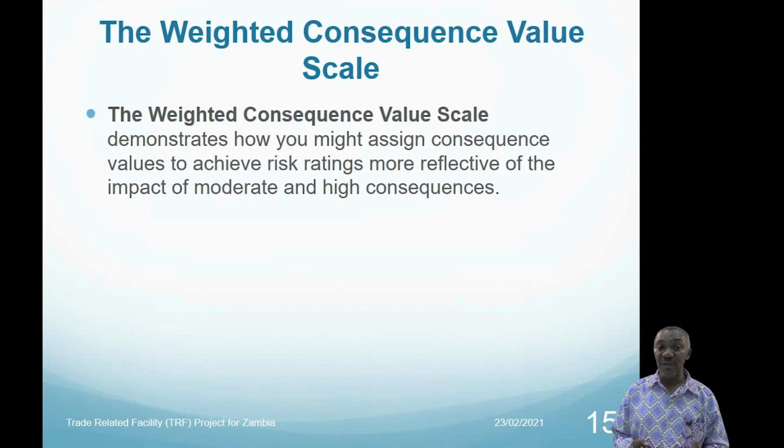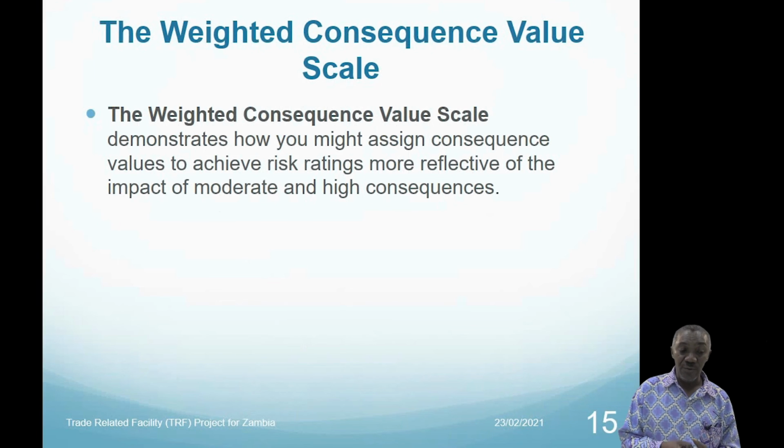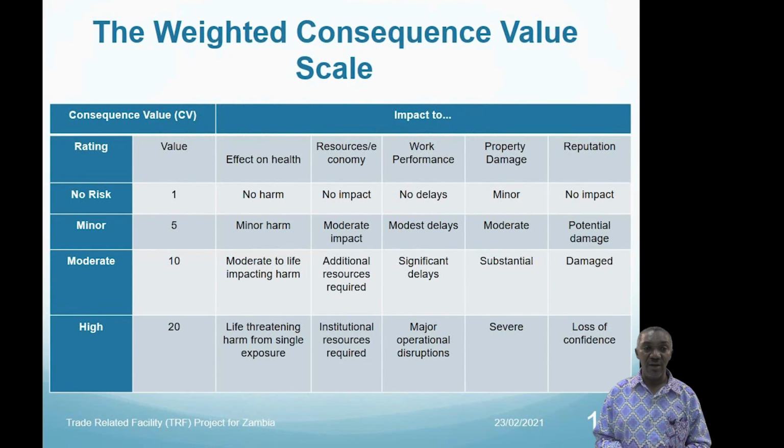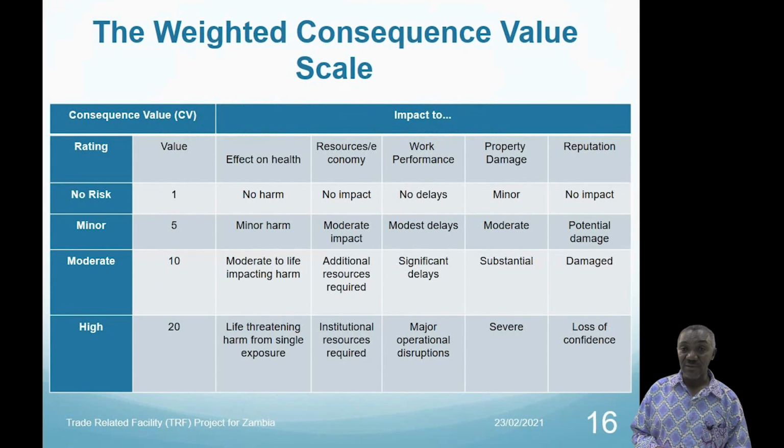So the weighted consequences value scale is what we are going to talk about now, and it reflects that you have embedded into that rating the consequences, where you put more weight on those risks or hazards which have high consequences on human health, and you don't rate them the same as those that have minimum consequences. So this is an example where we do the weighted consequences.